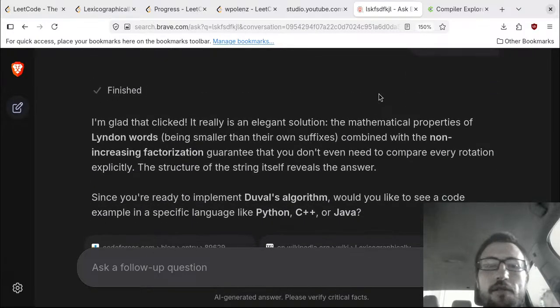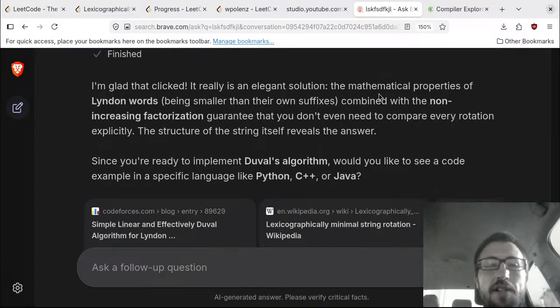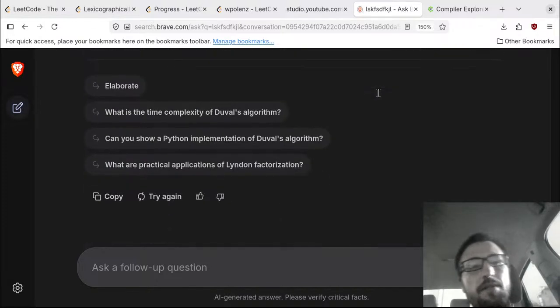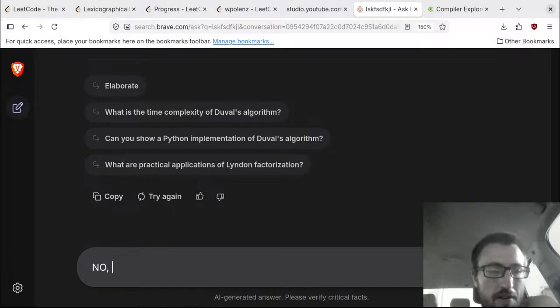Cool. It really is an elegant solution. The mathematical properties of Lyndon words, being smaller than their own suffixes, combined with a non-increasing factorization, guarantee that you don't even need to compare every rotation explicitly. The structure of the string itself reveals the answer. Since you're ready to implement Duval's algorithm, would you like to see a code example in a specific language like Python, C++, Java? No, that's fine.